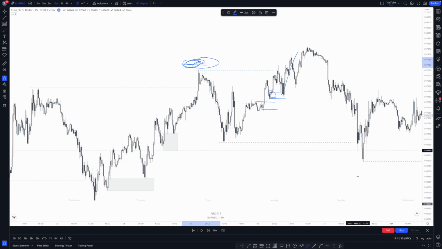That's how I would go about doing it. It's a really mechanical way, a really simple way to follow price. It keeps you on the right side of the market more often than not. And yeah, that's pretty much it.